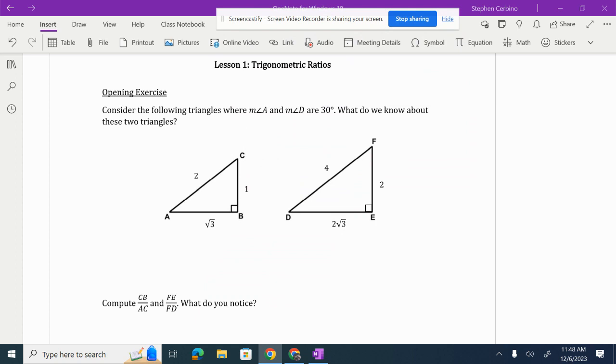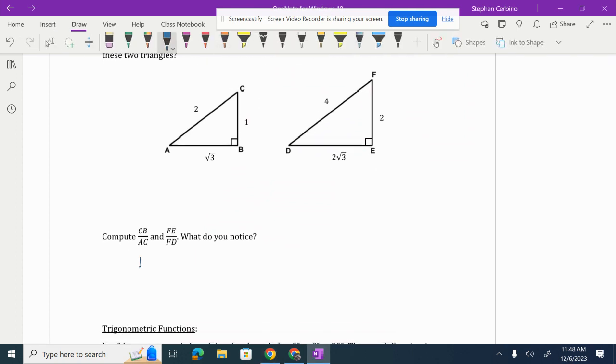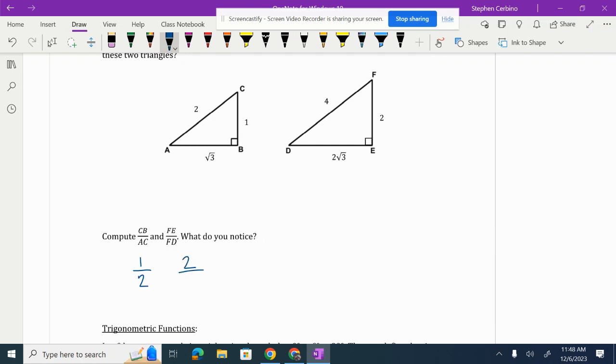So we have compute the ratio of segment CB. CB is the ratio of the side length of 1, and AC, which is the side length of 2. The ratio of FE to FD, well, FE has a length of 2, and FD has a length of 4. I picked these two sides for a reason, because I'm hoping that you notice that even though these are different sized triangles, these ratios are equal to each other.